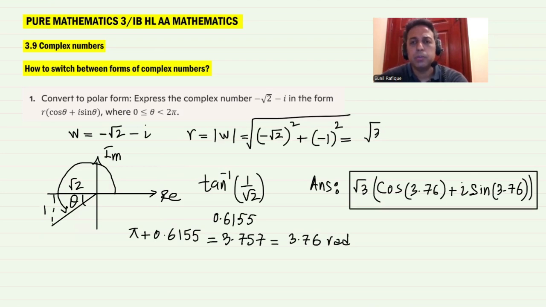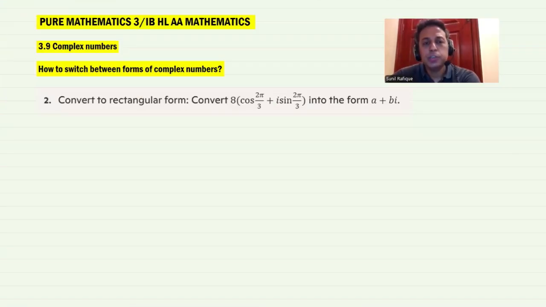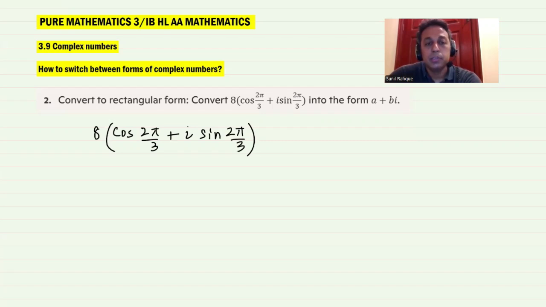Let's look at another problem. Convert to rectangular form. So this time they have given a complex number in polar form, and I need to convert it back to the rectangular or the Cartesian form. So how do we do this? You can use a calculator as well to calculate these values, but remember these are special values.